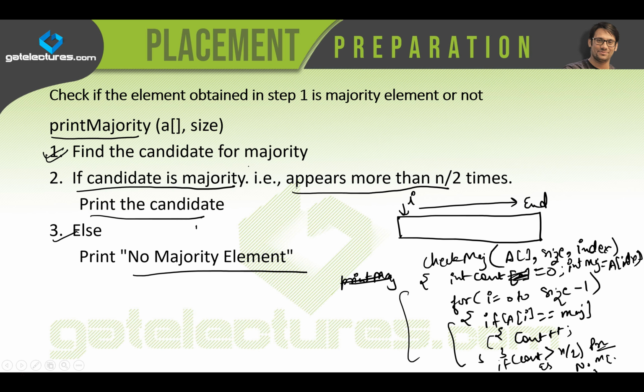Now you can see finding the majority element using Moore's voting algorithm is comparatively pretty simple, and secondly the time and space complexity is very easy. The time complexity of Moore's voting algorithm will be order of n to find the candidate of the majority plus order of n to check whether it is a majority element or not and to print it. So time complexity will be order of n, and the space complexity will be order of 1 because we are not using any extra space. Don't worry, we'll come to the programs. We'll write the program for Moore's voting algorithm also.